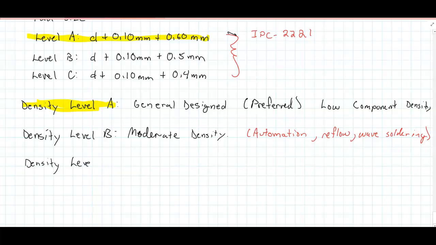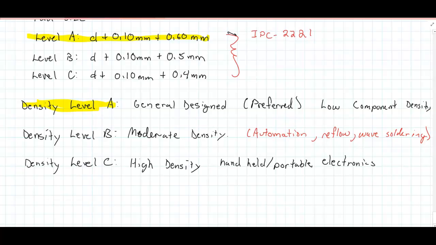And we have density level C. And this is, of course, you can probably guess, high density. And other definitions for these density levels, there's a little bit more here, but this is typically to give you an idea of high density levels. This is also usually for handheld/portable electronics.